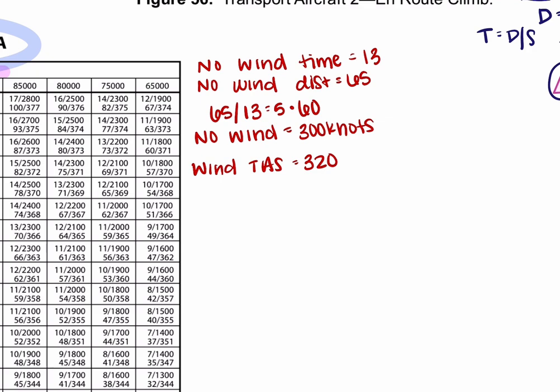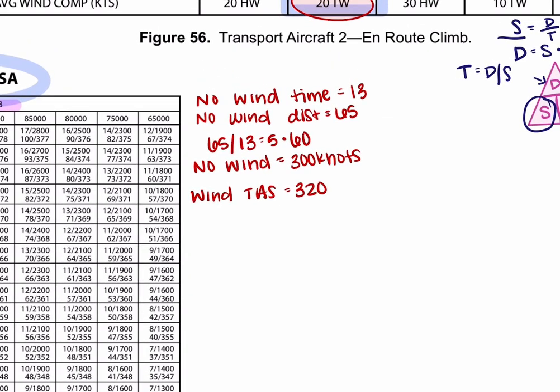To figure that out, our distance equals speed times time. You can do this two ways. You can take 320, multiply it by 13, and then divide that by 60. So 320 times 13, divided by 60, is going to give us 69.3 repeating.